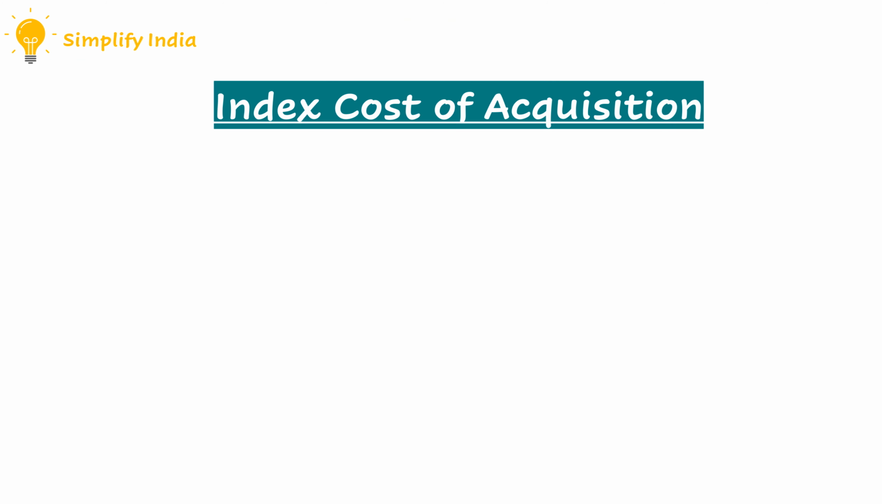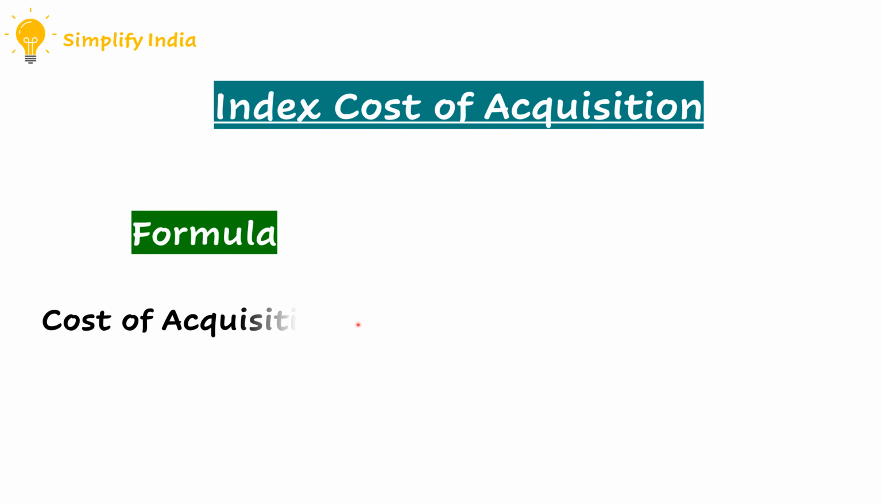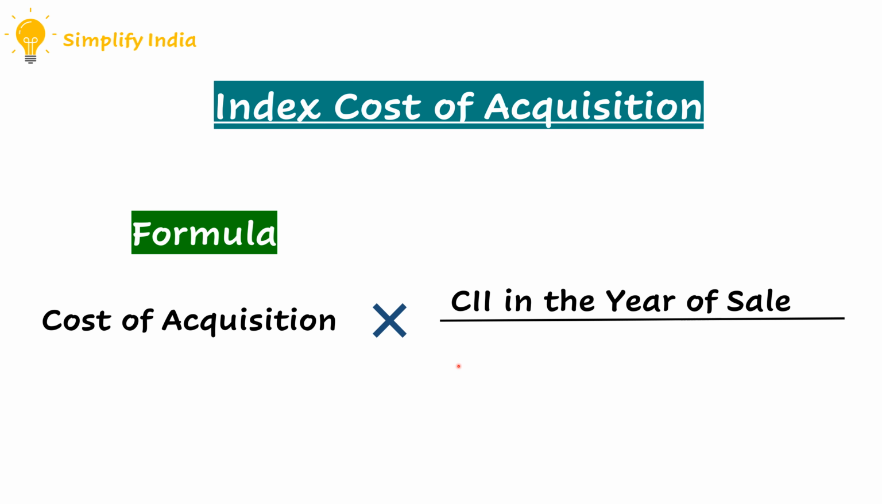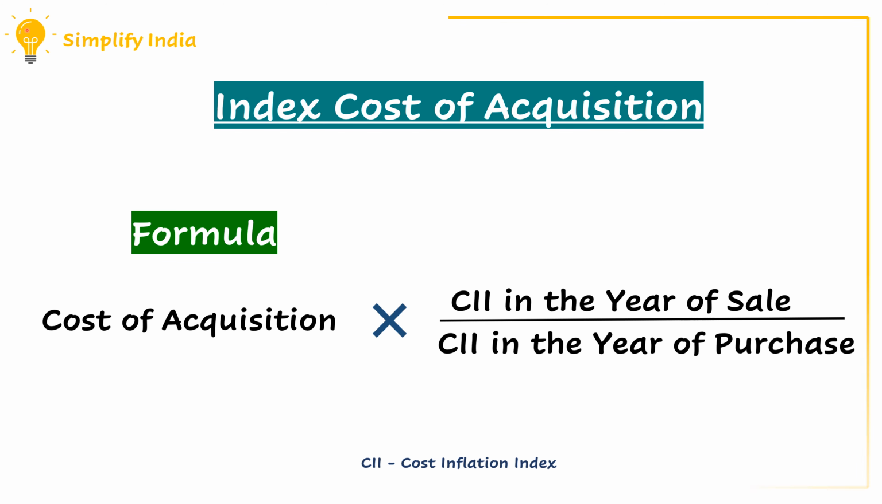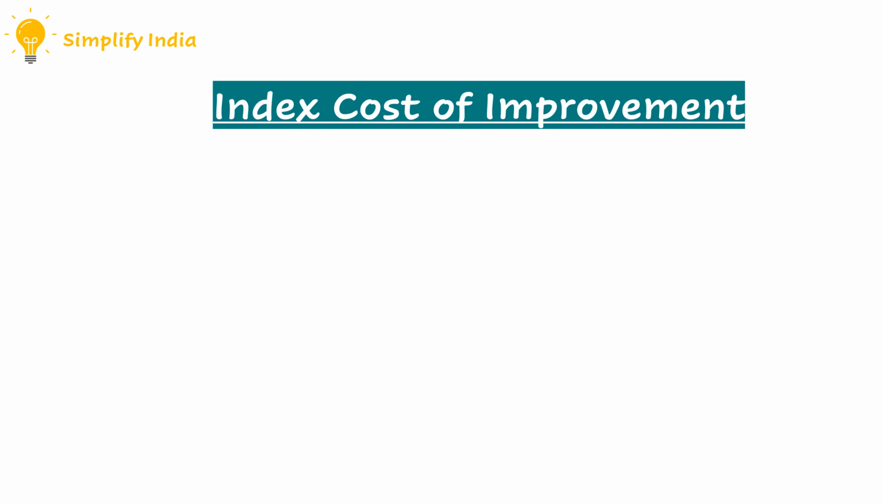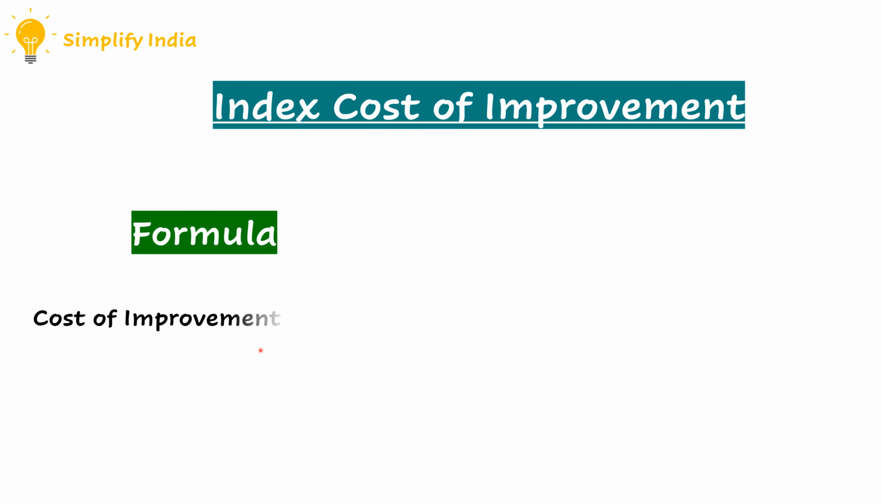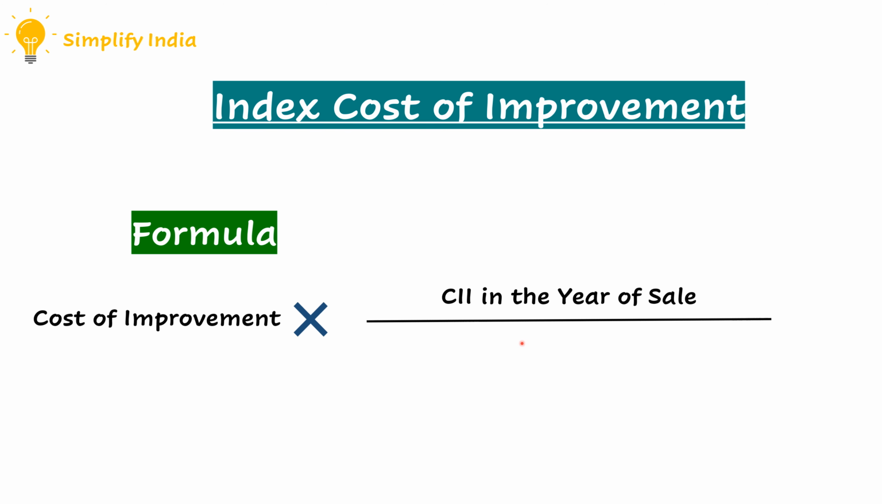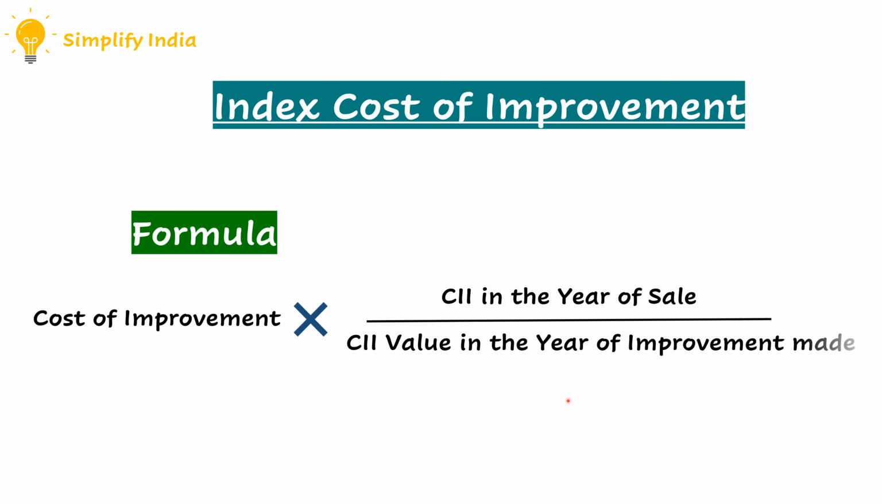Now, let us learn the formula for calculation of index cost of acquisition. That is, cost of acquisition into CII value in the year of sale divided by CII value in the year of purchase. Next, we have the formula for computation of index cost of improvement. That is, cost of improvement into CII value in the year of sale divided by CII value in the year of improvement made.